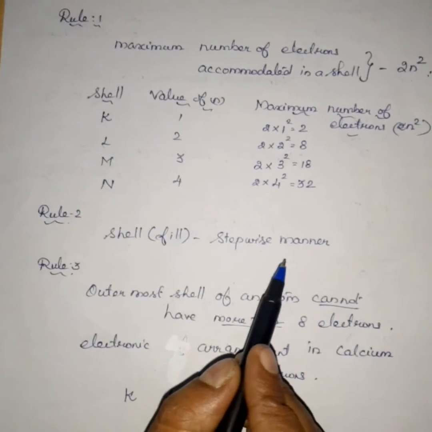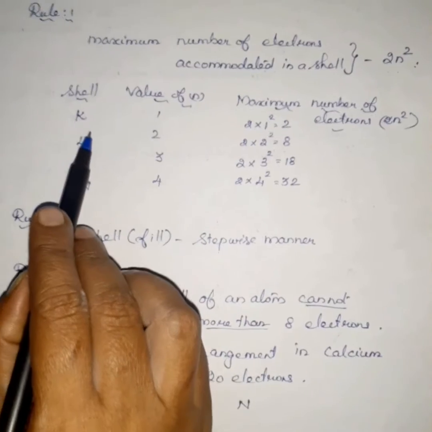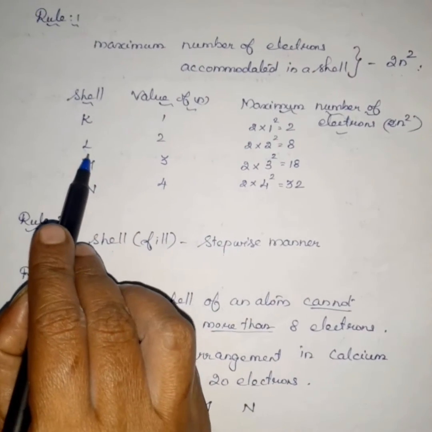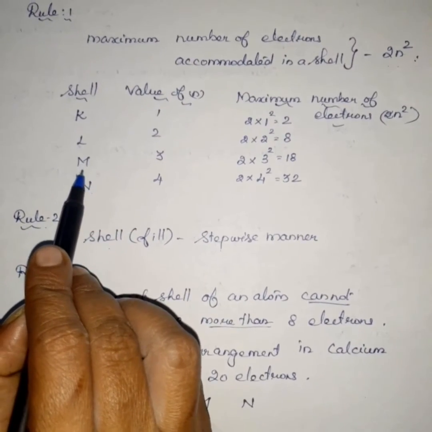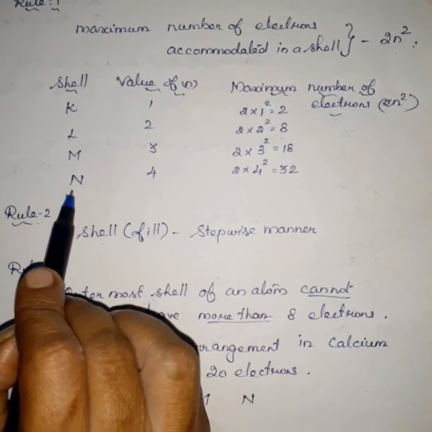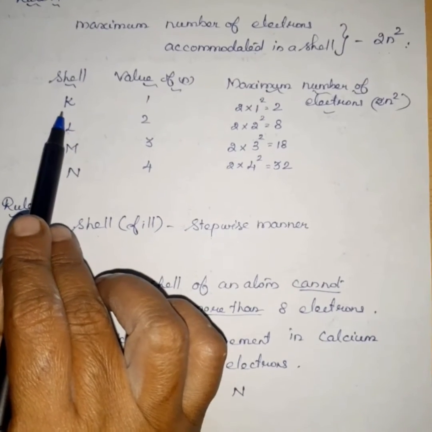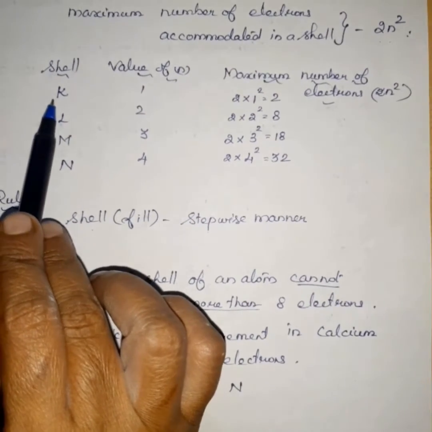First we will fill the K shell. Next we will fill the L shell. Next we will fill the M shell. Next we will fill the N shell. Here the K shell is very near to the nucleus, so it has the least energy.